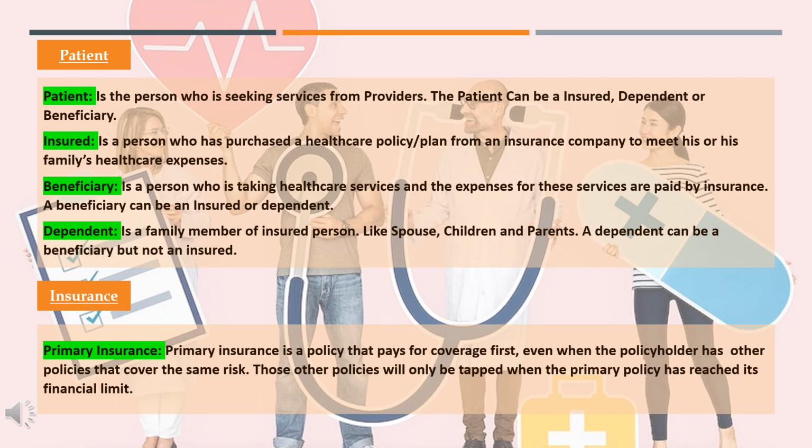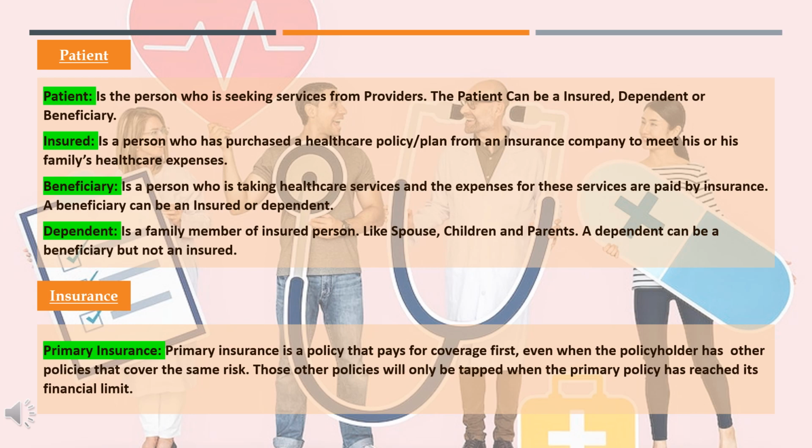Now understand who can be the beneficiary. A beneficiary is a person who is taking healthcare services and the expenses for these services are paid by insurance. A beneficiary can be an insured or dependent. And last is dependent. Dependent is a family member of the insured person, like spouse, children and parents. A dependent can be a beneficiary but not an insured.